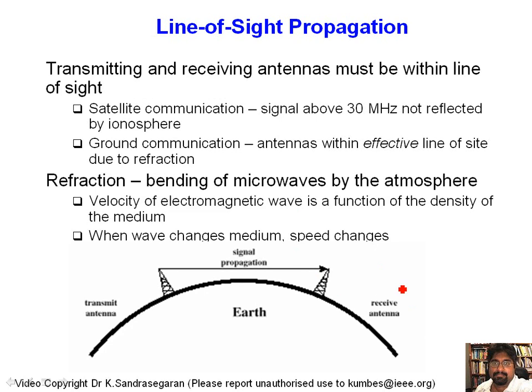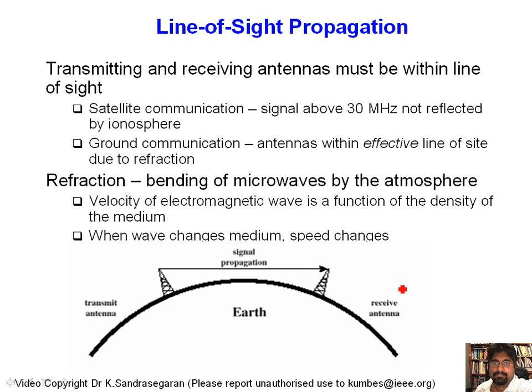But as time goes on, as we move to higher and higher frequency bands, we find that line of sight propagation is the only means of communication between the transmitter and the receiver. And so if you're looking at mobile communication or satellite communication, most of these, which use the higher frequency bands, rely upon line of sight communication.